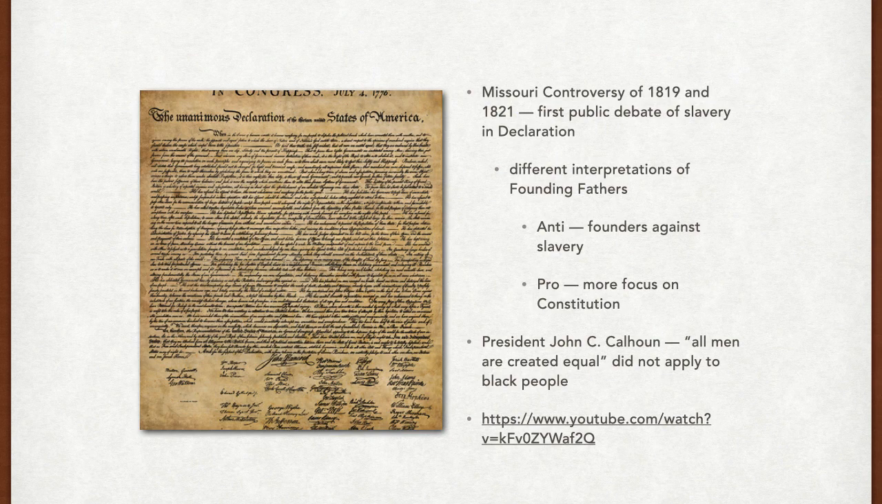This building holds the Constitution, the Declaration of Independence, the Bill of Rights, and sometimes they have the Emancipation Proclamation. So you can see those documents in person. Okay, and we'll talk about the Missouri controversy later on.